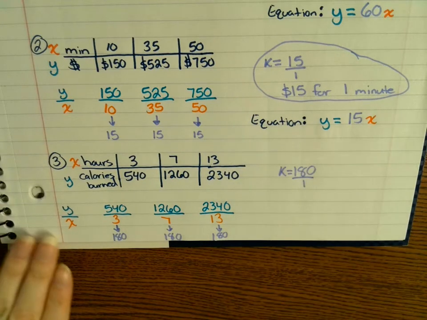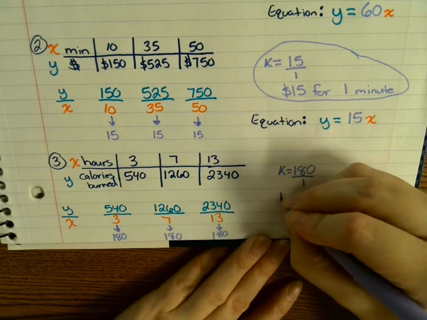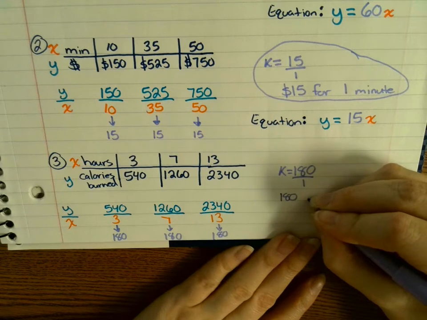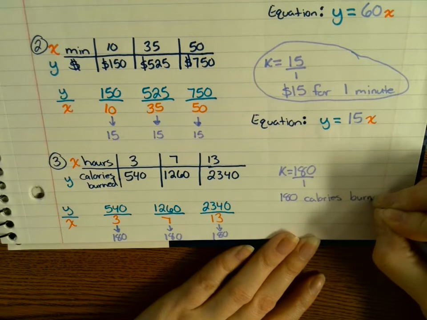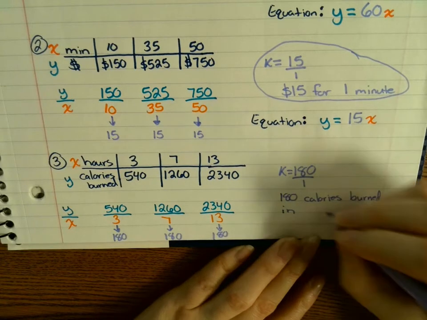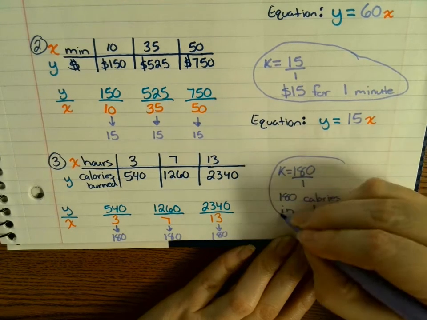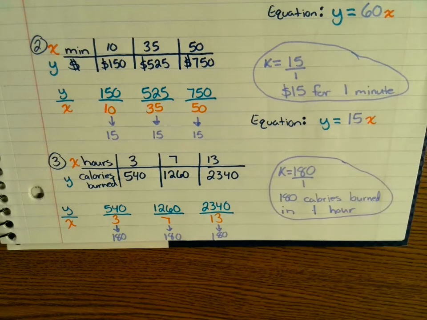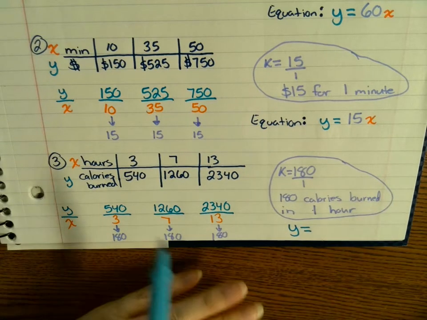Very good. 180 calories burned for 1 hour. Okay, so that's how we would relate it back. 180 calories burned for 1 hour, or in 1 hour. Okay, that's the context of the problem. And then just as Tony had already said, he said the equation is going to be y is equal to 180x.